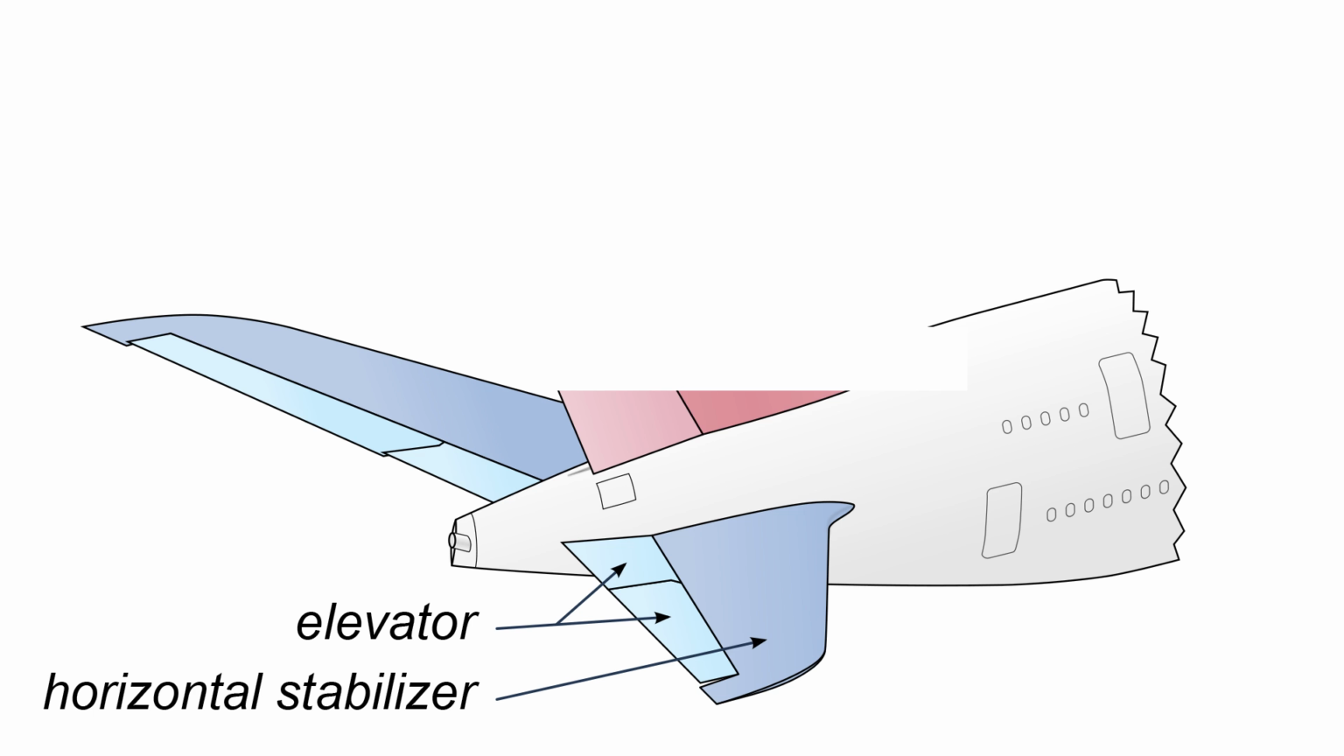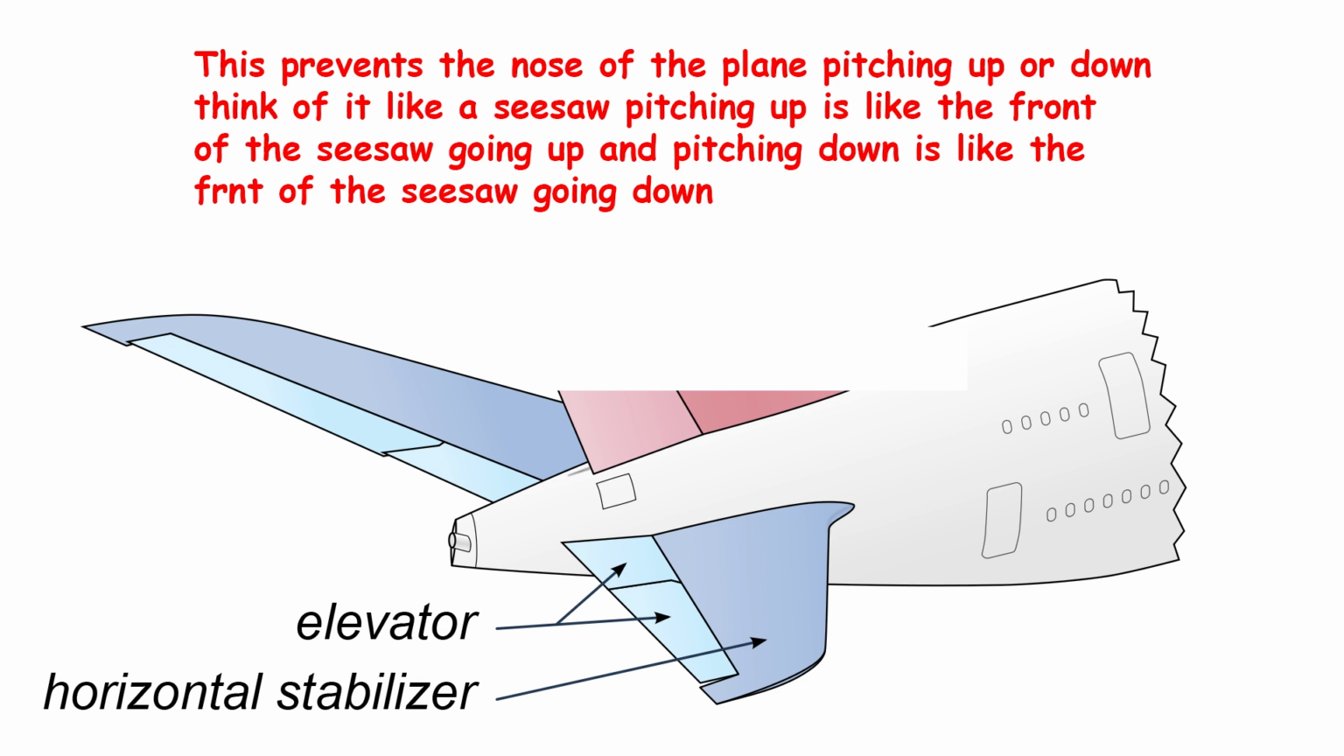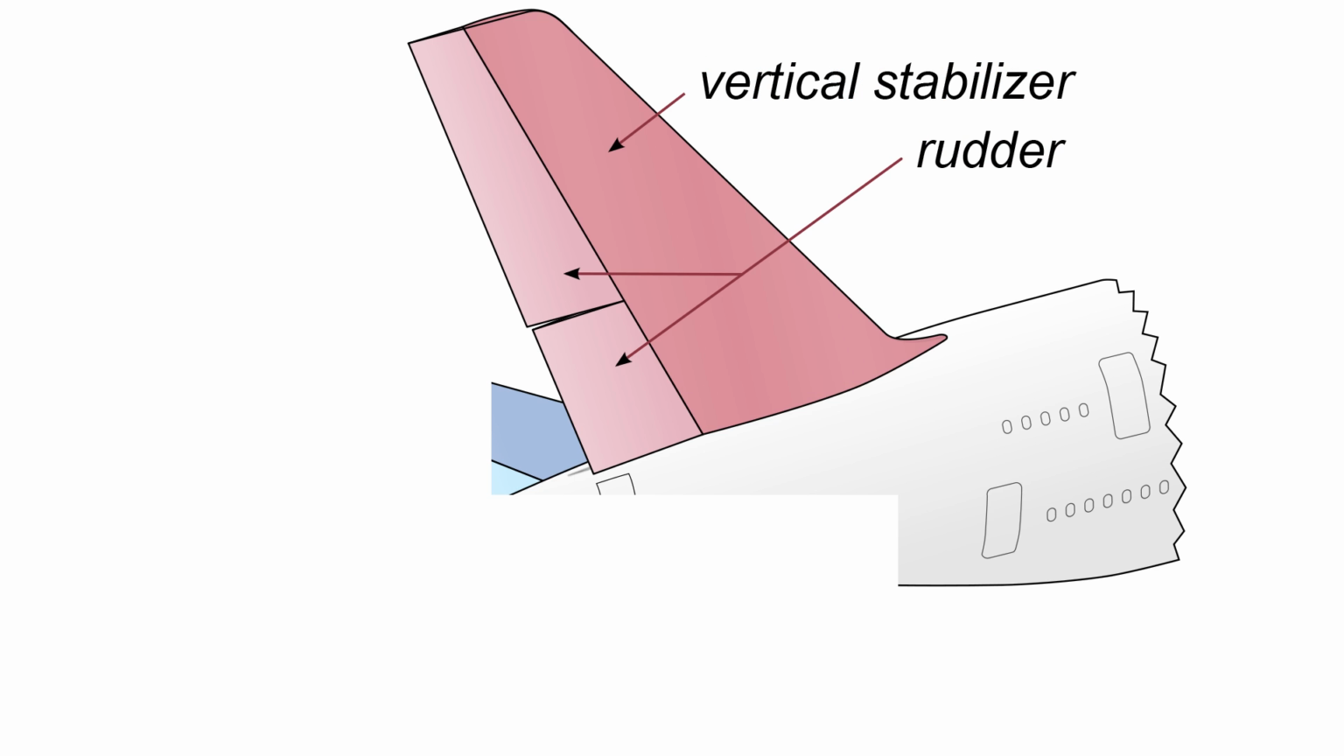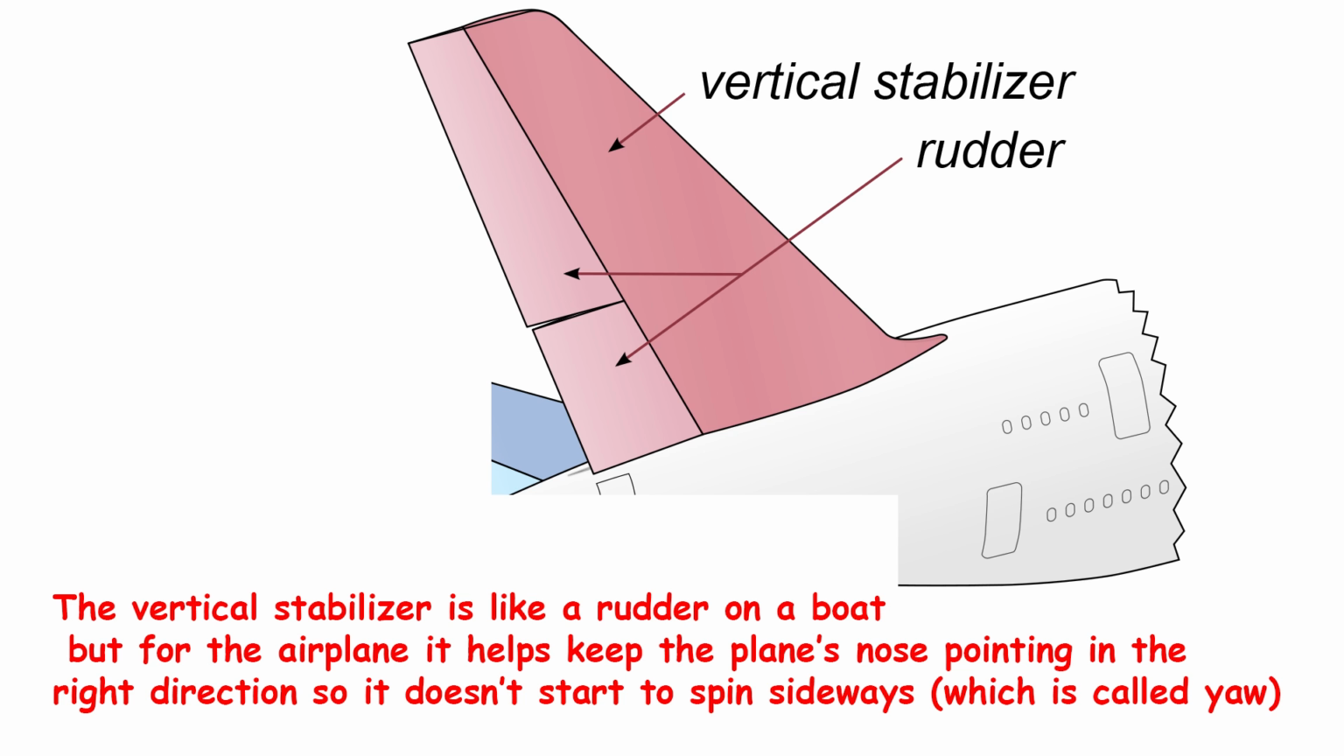Horizontal stabilizer prevents the nose from pitching up or down uncontrollably. Vertical stabilizer keeps the airplane's nose aligned with its direction of travel, preventing yaw.